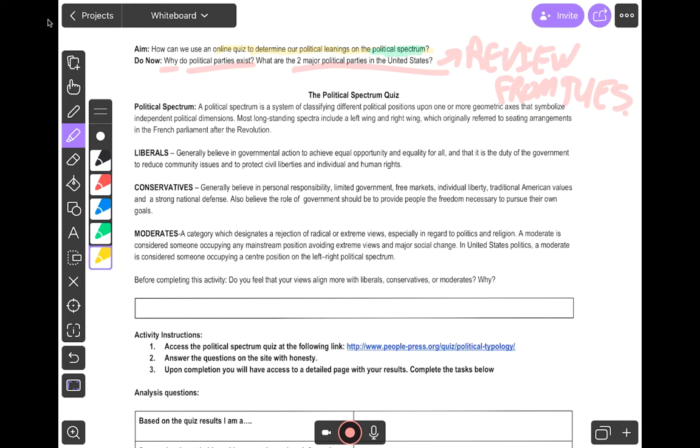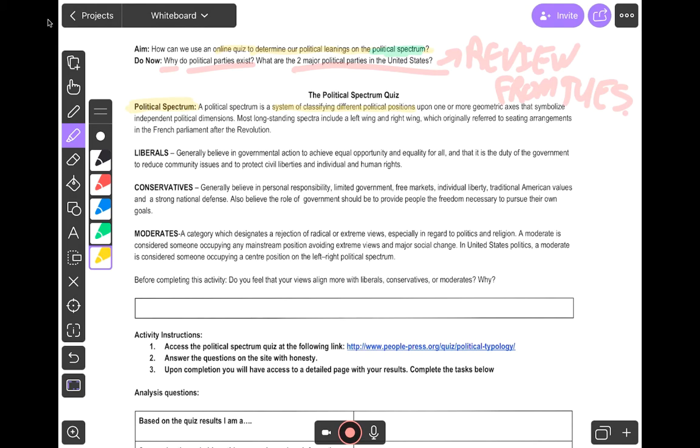All right, so we have some definitions to help us out for our activity today. The first thing we want to define is what a political spectrum is. A political spectrum is a system of classifying different political positions upon an axis. We will look at one in a moment, but it displays a lot of the political positions, political beliefs and ideologies, and it's displayed on an axis to show which ideas are close to one another and which ideas are furthest from one another.